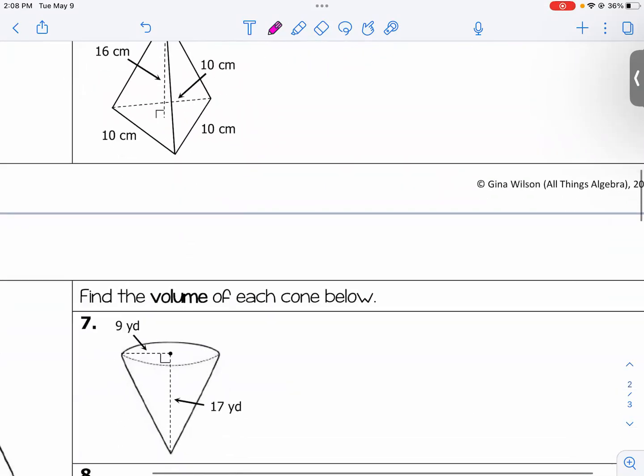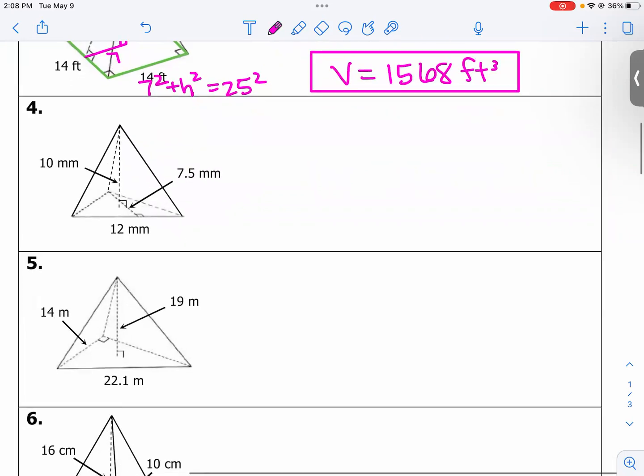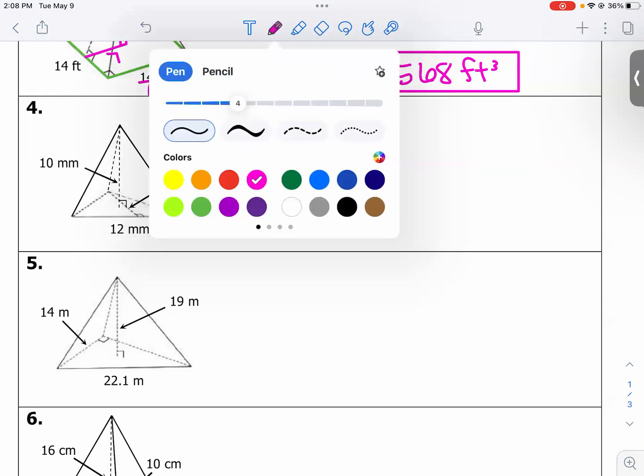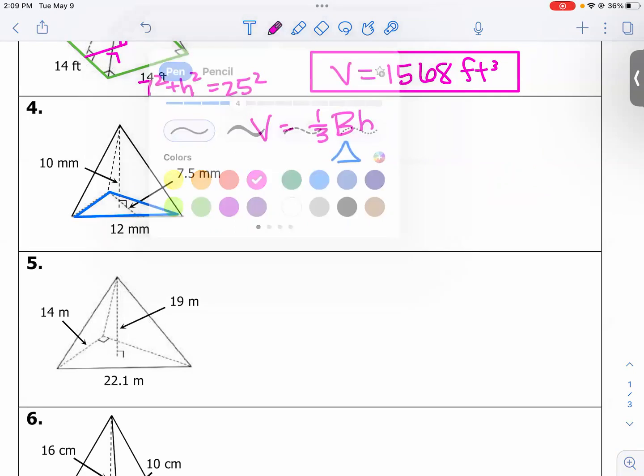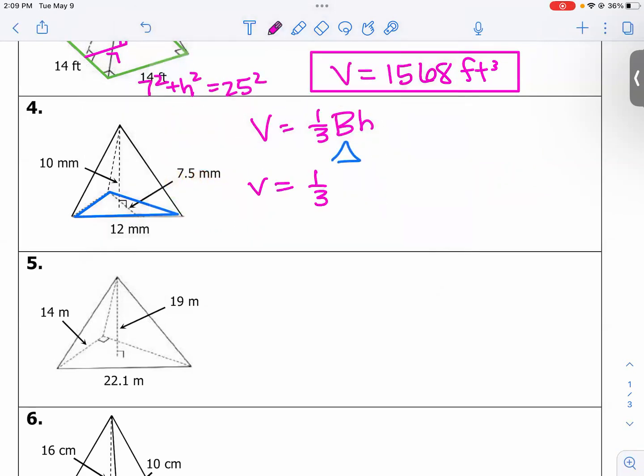In number 4, we have a triangular base. So volume still equals 1/3 area of the base times the height. Okay, I'm going to go ahead and highlight my triangle here. I know I'm right. It's 7.5, the whole line. Yeah, it's the whole line.